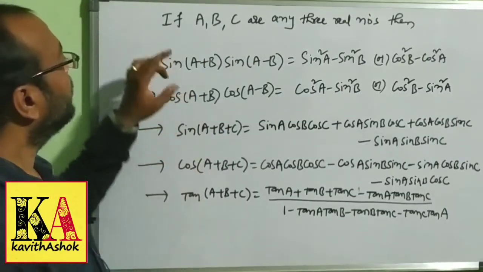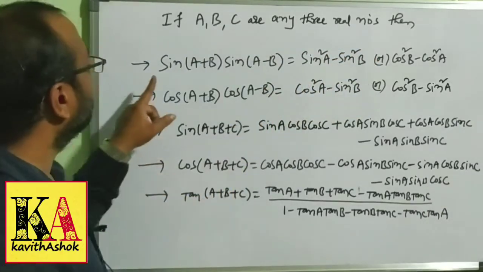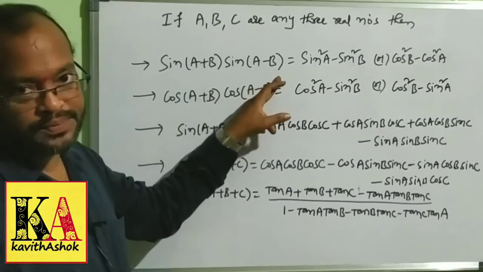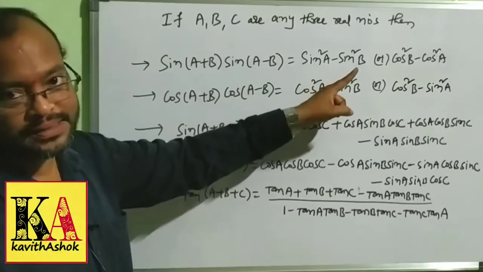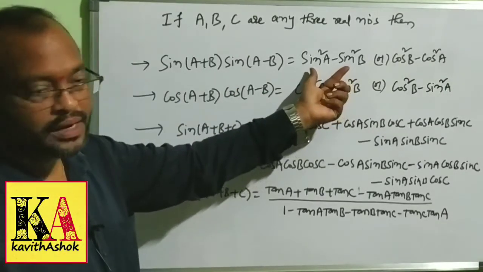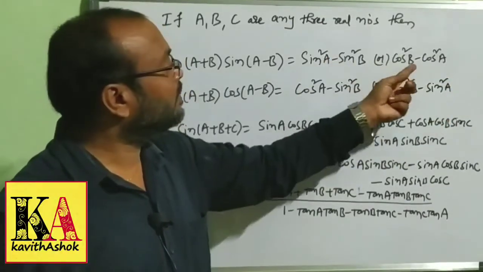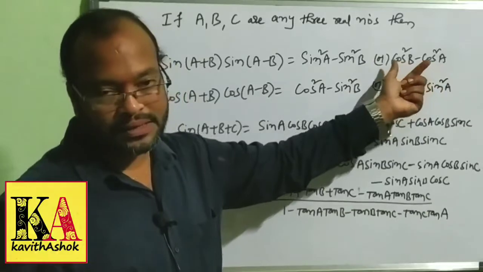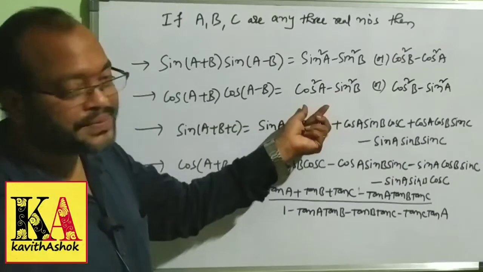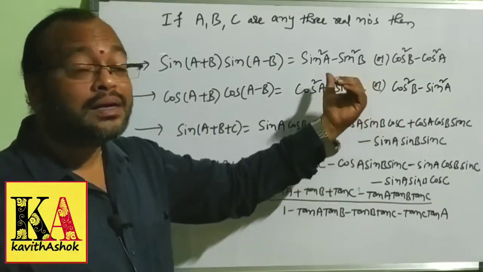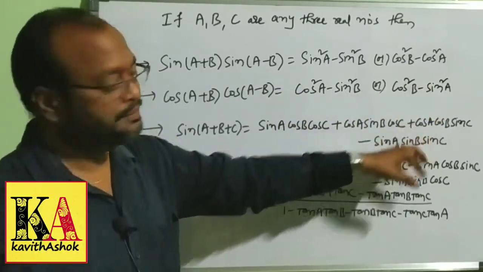Right. Look at here. If A, B, C are any three real numbers, then sin of A plus B into sin of A minus B is either sin square A minus sin square B. If both are in cos, the formula will be cos square B minus cos square A. In the place of A, B will come, and in the place of B, A will come, along with that sin in cos. Cos of A plus B into cos of A minus B will become cos square A minus sin square B, or cos square B minus sin square A.